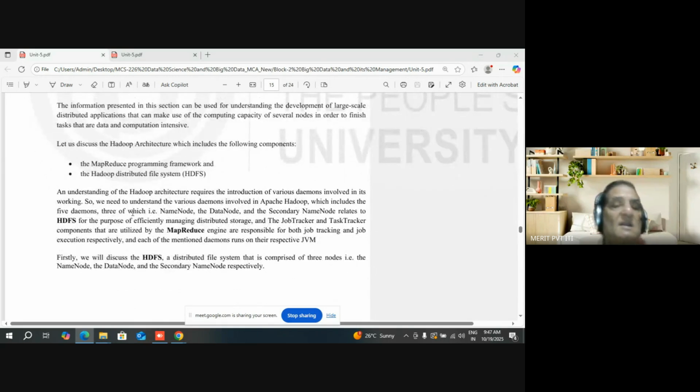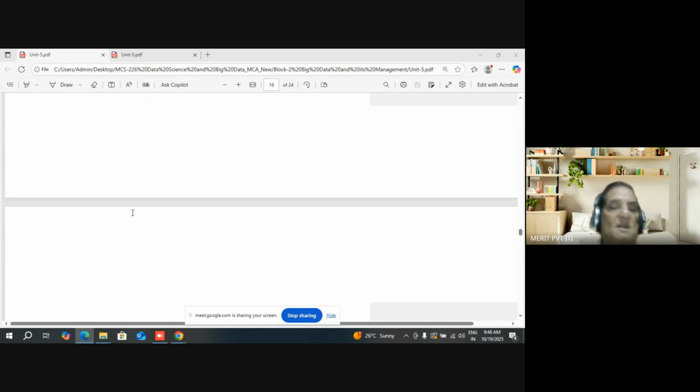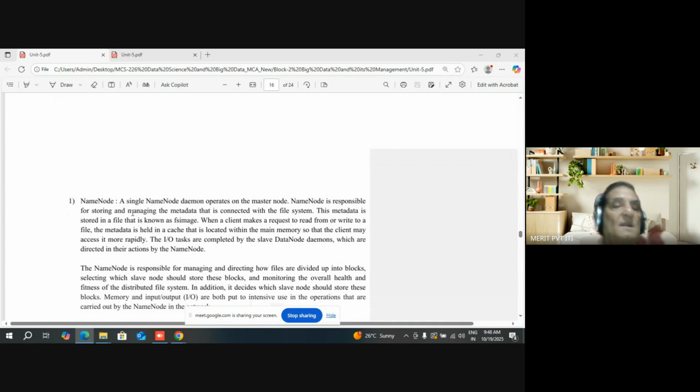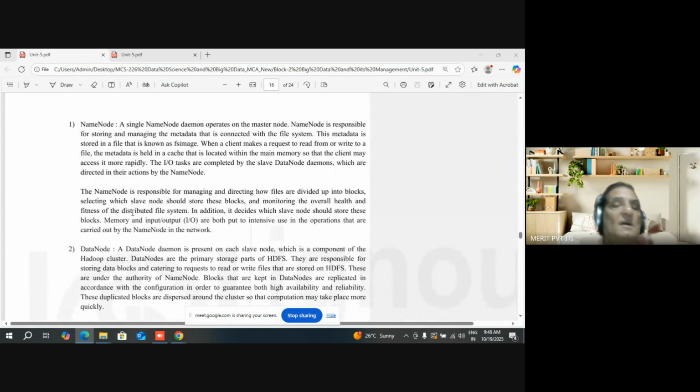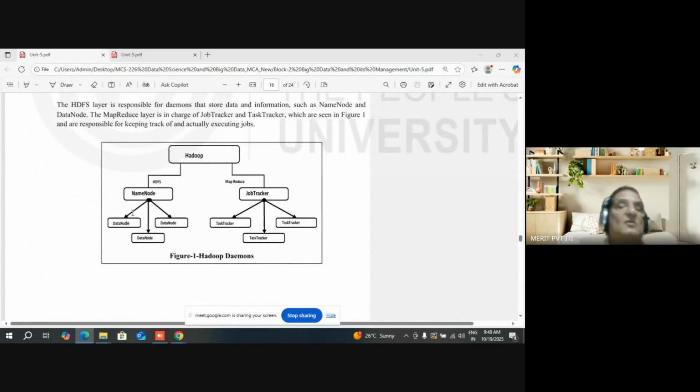And the MapReduce engine are responsible for job tracking and job execution respectively, and each of the mentioned daemons runs on its own. So finally, we will discuss the HDFS Hadoop file system, name node, all these things you can read, data node and all these things. These are the Hadoop.